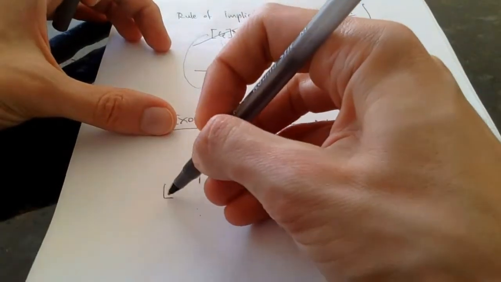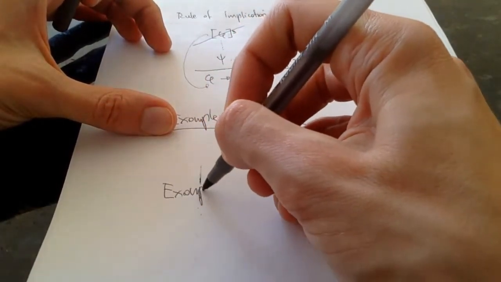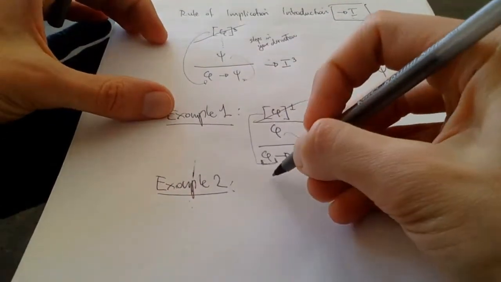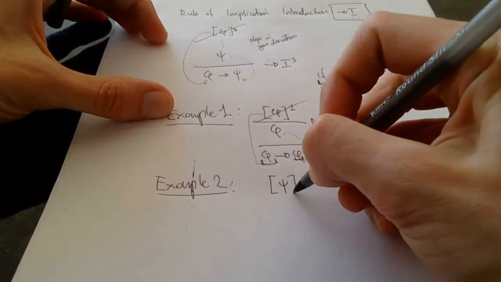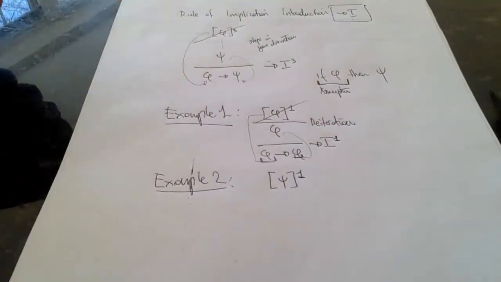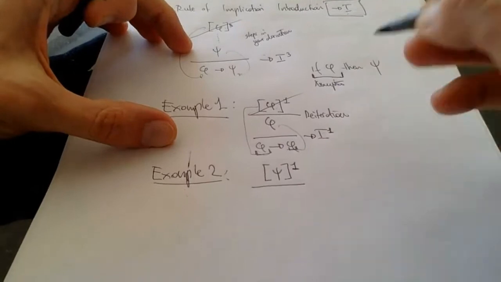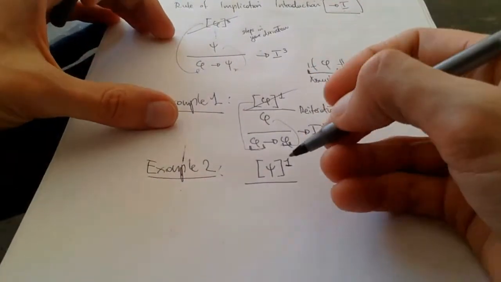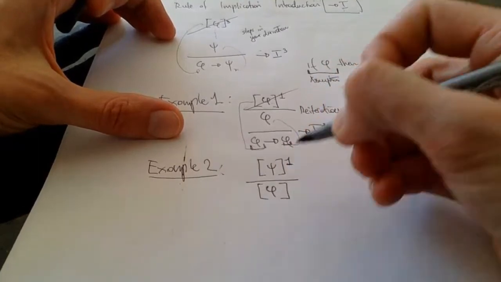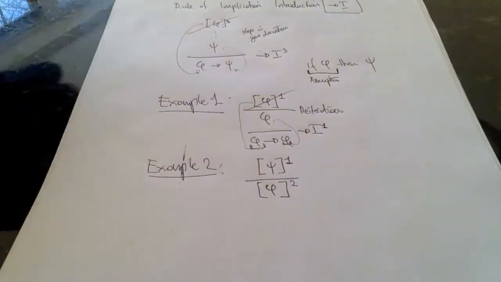Here's a second example, a little bit more complicated. So example number two. Suppose we assume another formula, let's say psi. We call this assumption number one. We always need to keep track of our assumption. And in the next line of our derivation, we write another formula, let's say phi. And we also assume it, and we call this assumption number two.